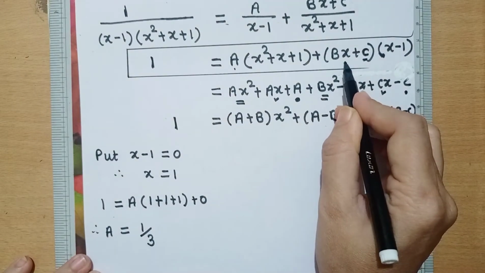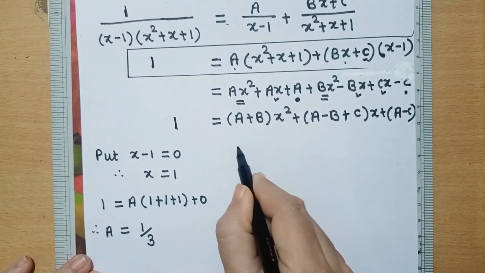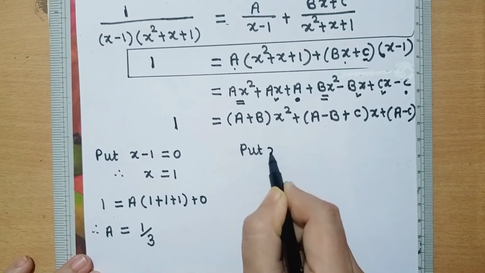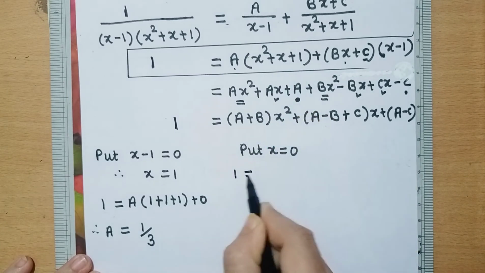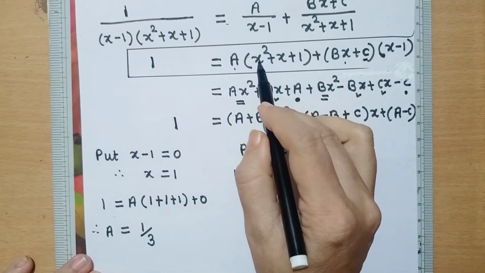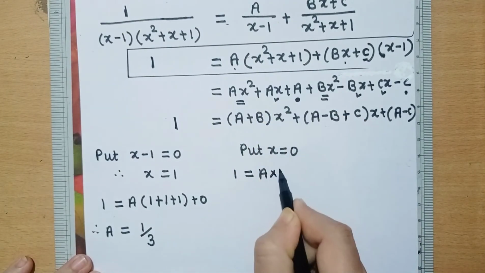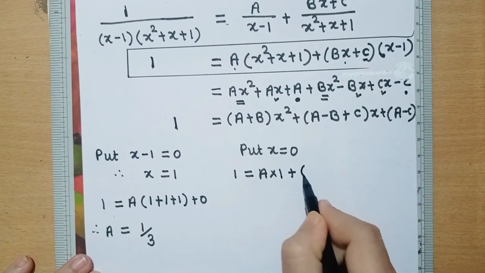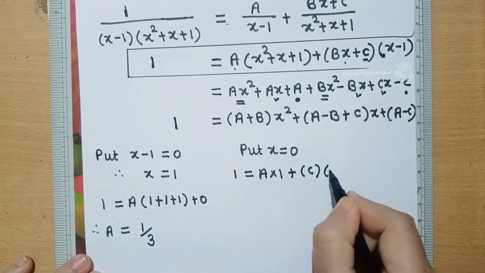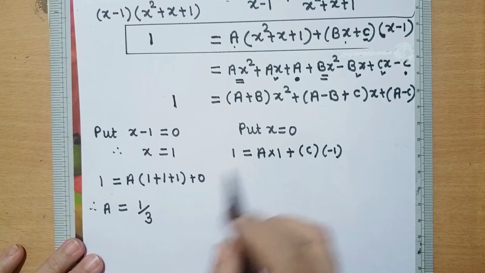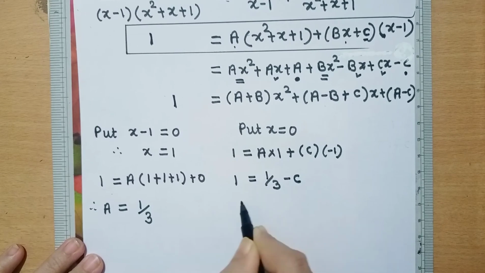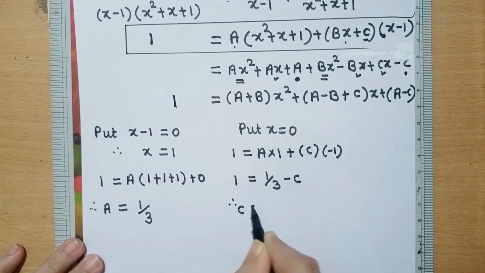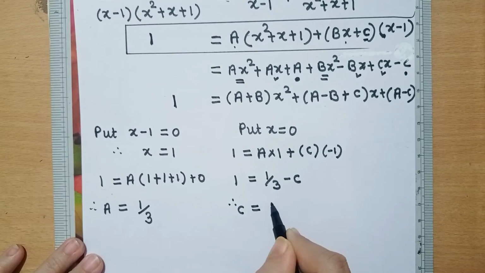Again in this equation we will substitute x equal to 0, so put x equal to 0, so again we have 1 is equal to a. Now here x is 0, so we will write simply 1, and here c, and then here 0 minus 1 is minus 1, and then substitute a is 1 upon 3, so here 1 upon 3 minus c, and therefore move this c this side, and 1 upon 3 minus 1, which is 3. So we have two values now.